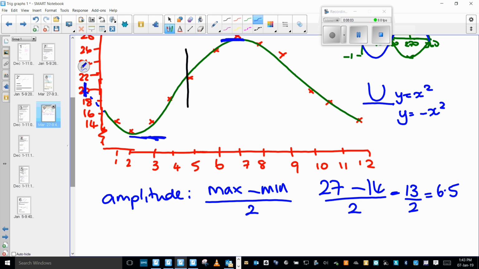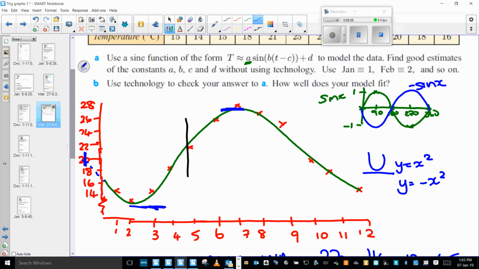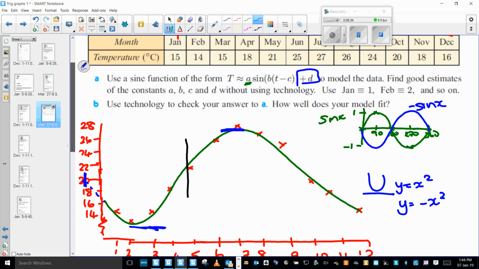Right, next thing we need to suss out. The next easiest value to find in my mind is the value of D. This bit here. Do you remember what that D tells us? It's a vertical translation. But here we need to know, what do we mean by the vertical translation?